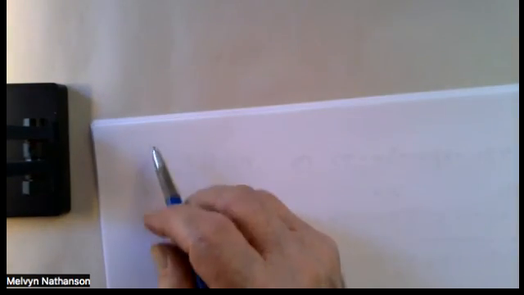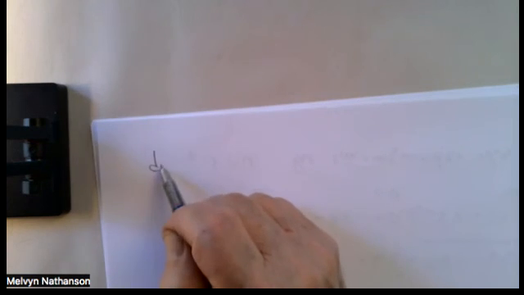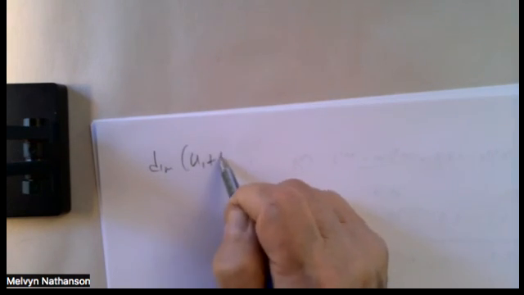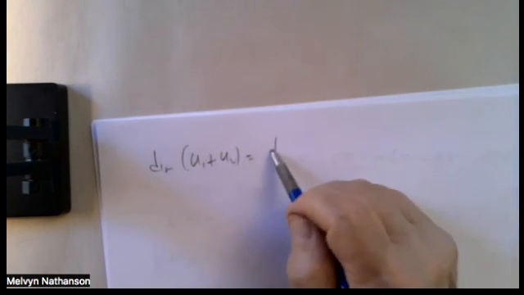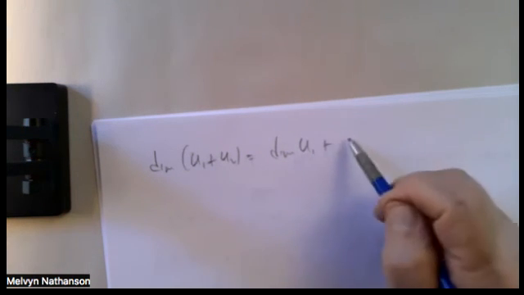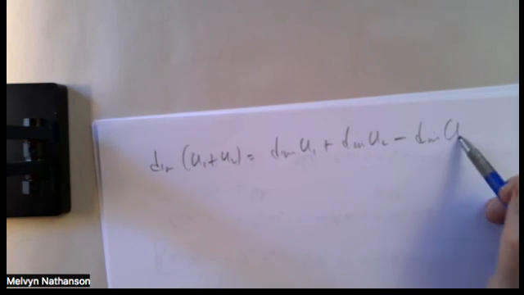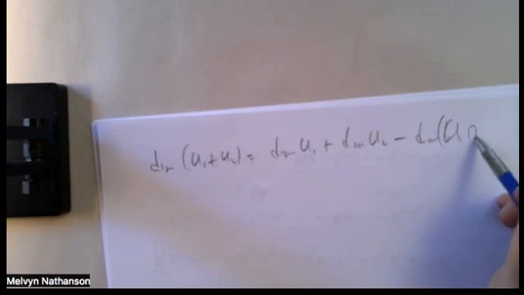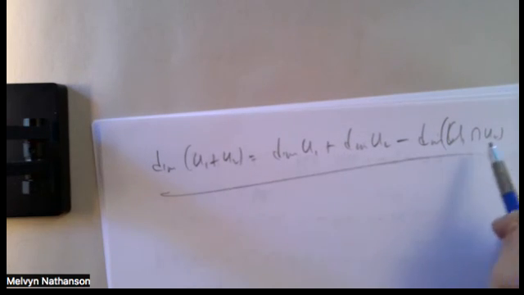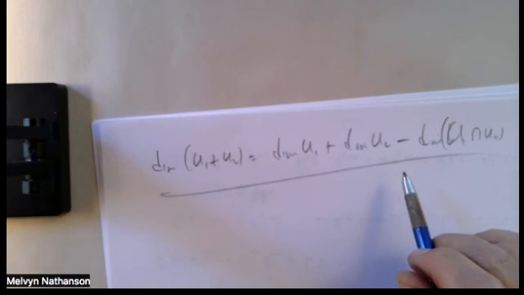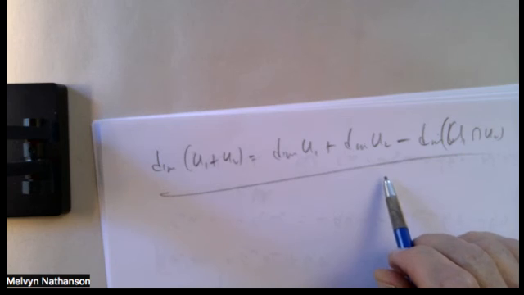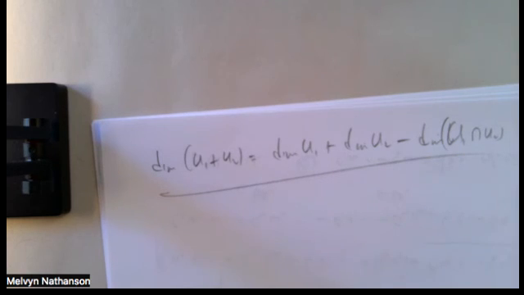But this proves the result that when you have subspaces U1 and U2 of a vector space, the dimension of the sum of the two subspaces is the sum of their dimensions minus the dimension of their intersection. And that's the last result in section 2C.